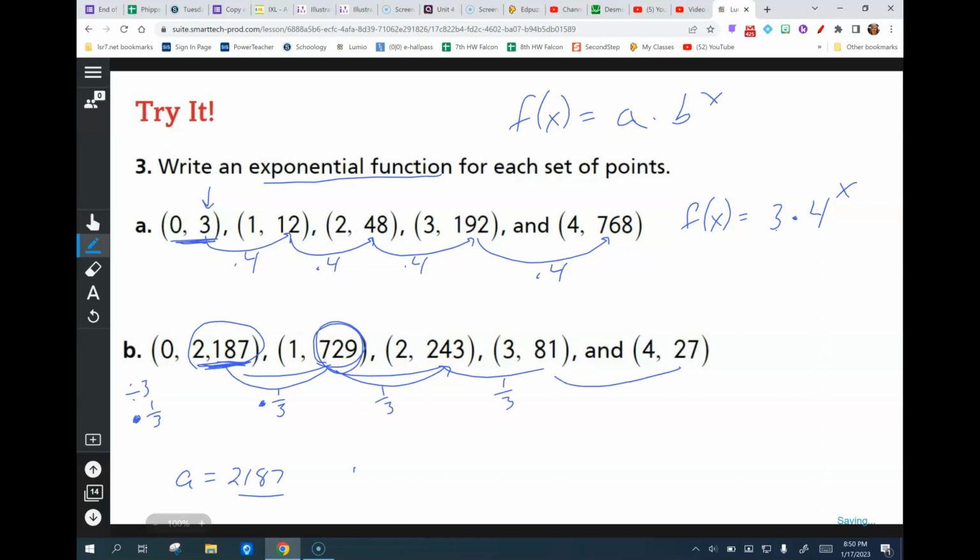So what's my ratio? What is b? Exactly, 1/3. So f of x is equal to 2,187 times 1/3 to the x power.